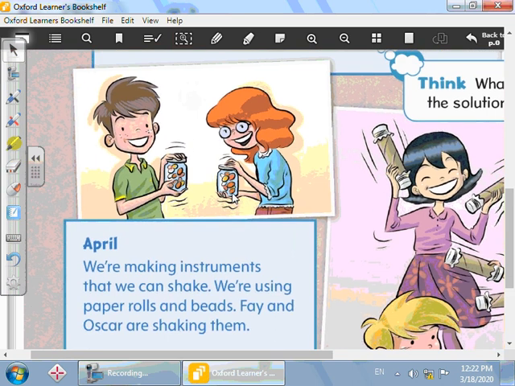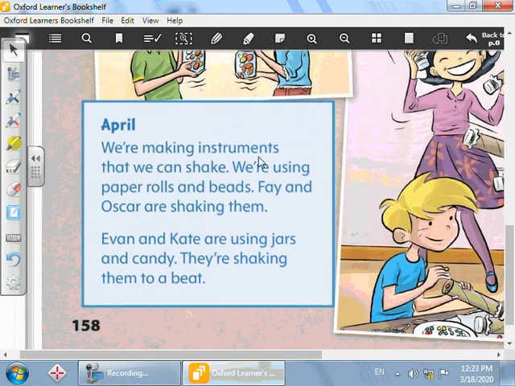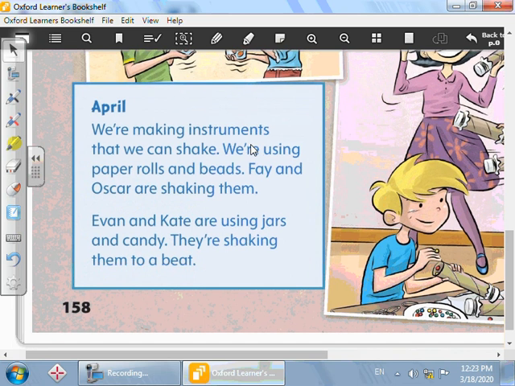Now, what's this? Excellent. Jars. So, what's inside the jar? I think it's candy. Yes, it's candy. So, here, guys, let's see how the children are going to make musical instruments from things that they got from their homes.